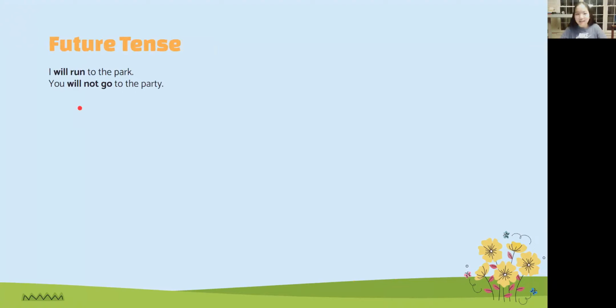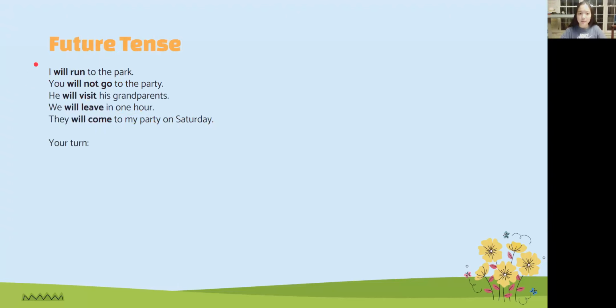Okay, so here are some more examples. I will run to the park. So later I will run, but I'm not running yet. Or you will not go to the party. He will visit his grandparents. We will leave in 1 hour. They will come to my party on Saturday. So here are some more examples, which we already had a lot. So let's go with practice.